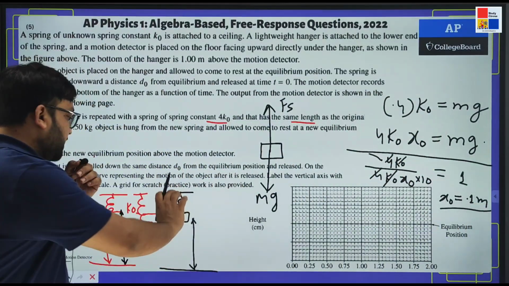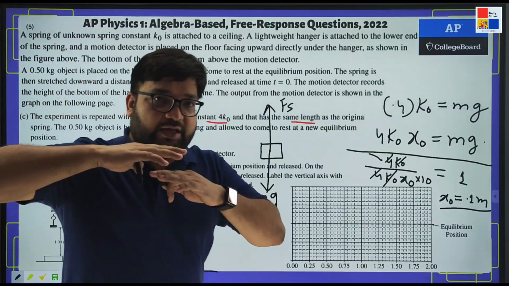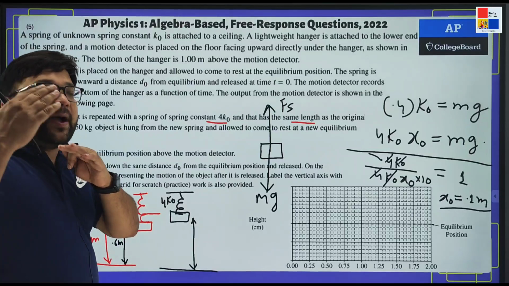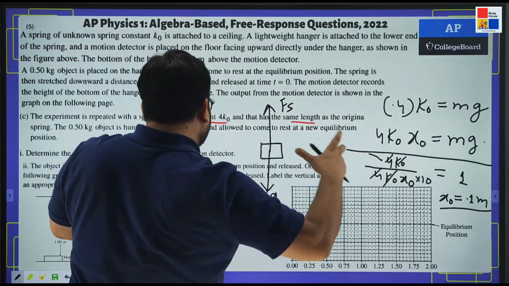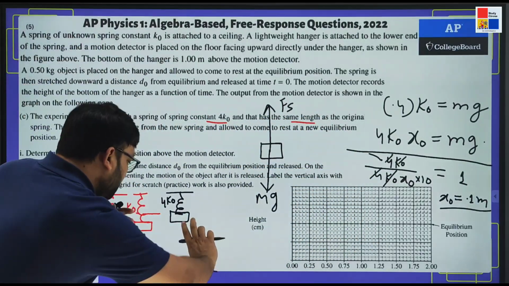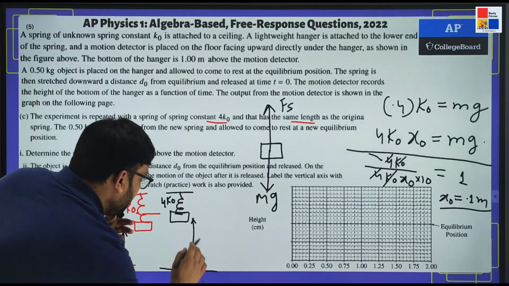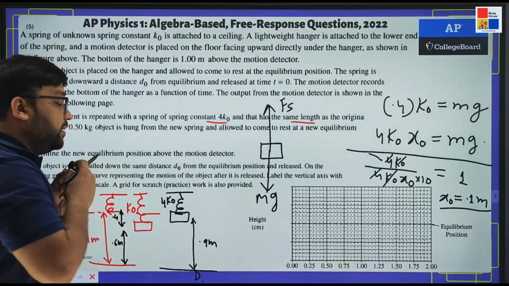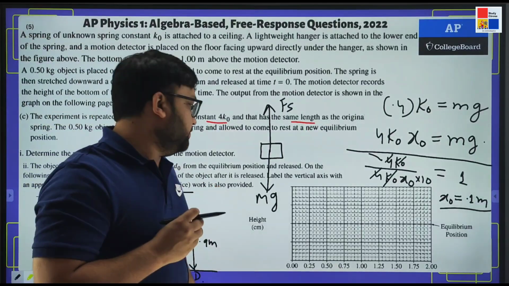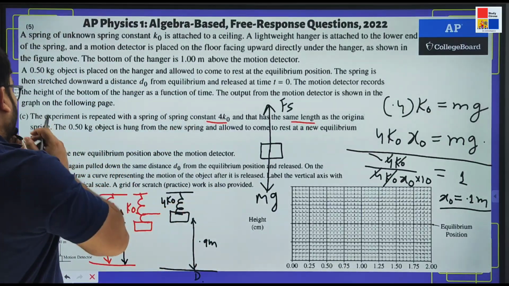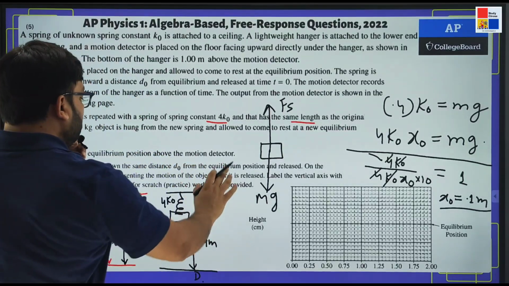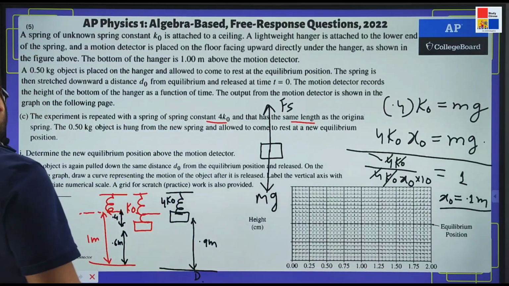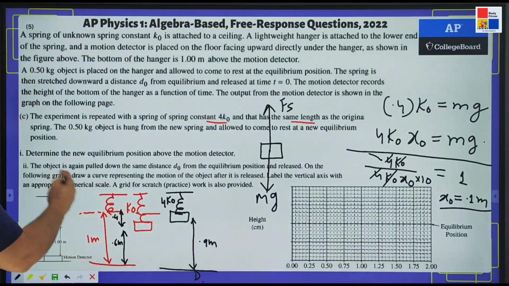That means the new spring will be elongated from the natural length by 0.1 meter or 10 centimeters. That means from the detector, it will be at a height of 90 centimeters or 0.9 meters. So this is the position. The new equilibrium position is at 0.9 meters above the detector level. Okay. Now the second part.